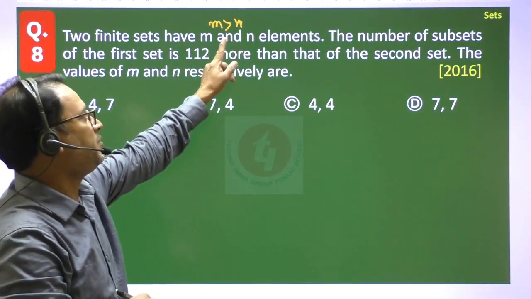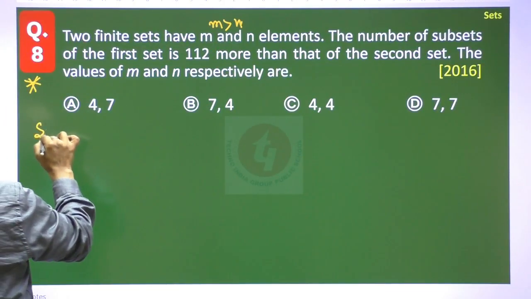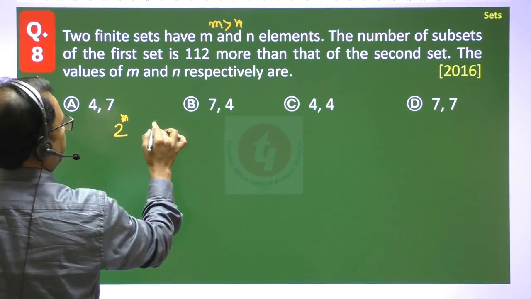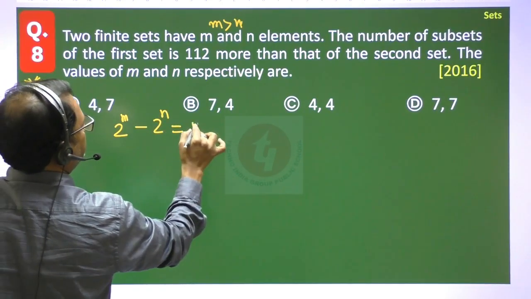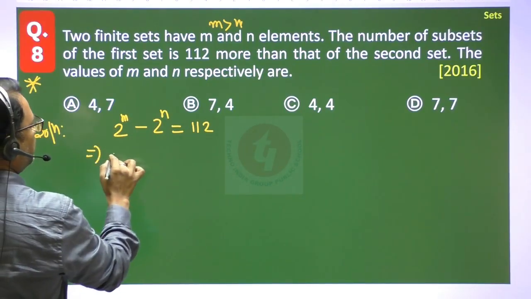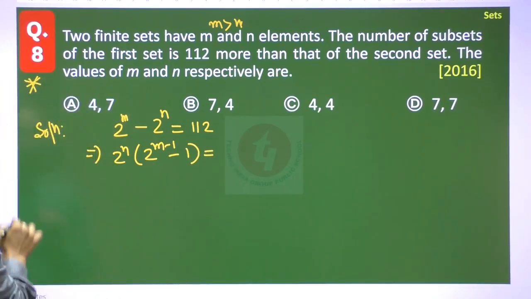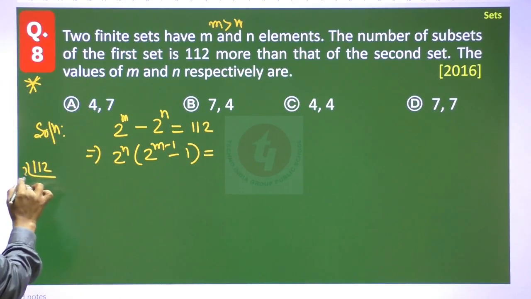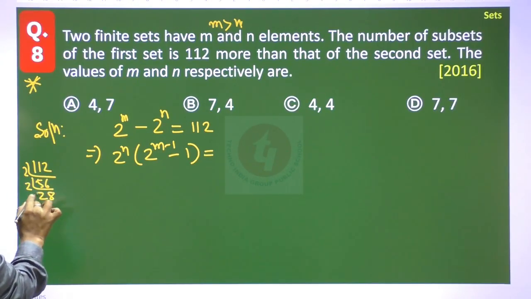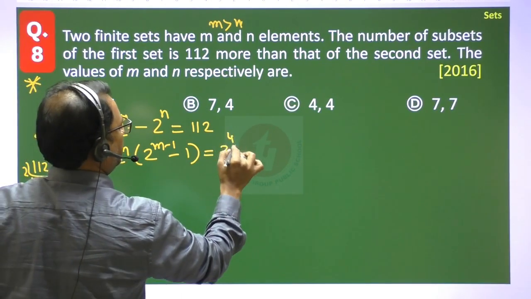Two finite sets have m and n elements, the number of subsets of the first set is more than that of the second set. So the first set has 2 to the power m subsets, and the second set has 2 to the power n. Their difference is given as 112. This one is bigger, this one is smaller. If I take the smaller quantity common, I have 2 to the power n times (2 to the power m minus n minus 1), which is 112. Now I am taking the factors of this: 112, 56, 28, then 14, then 7. So 2 to the power 4 multiplied by 7.